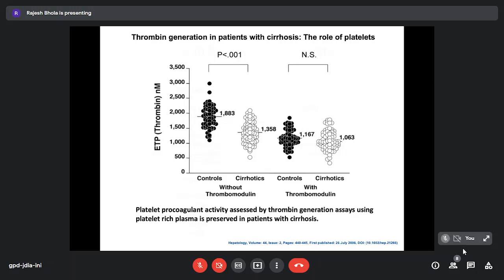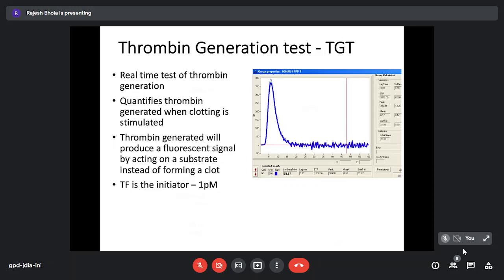So actually, the platelet has acquired some extra things, or there are some extra things in the circulation that are helping the platelets not to show that much of bleeding manifestations. So let's understand what a thrombin generation test is.